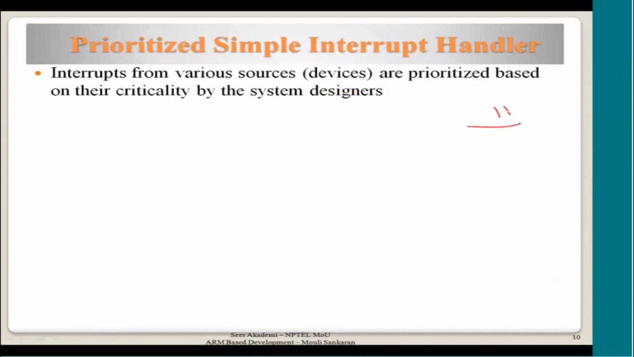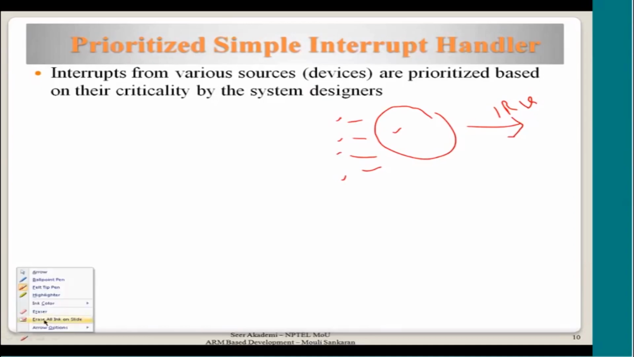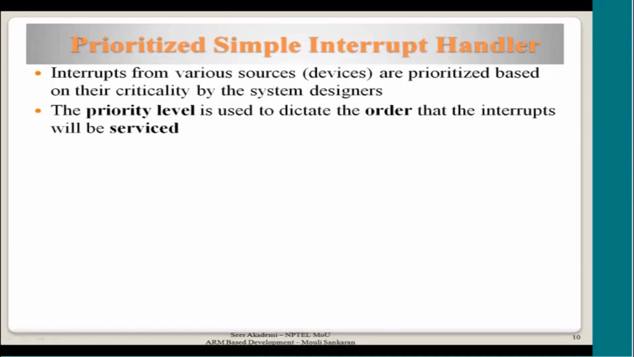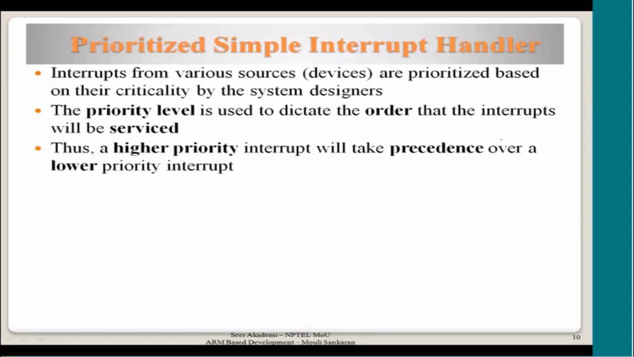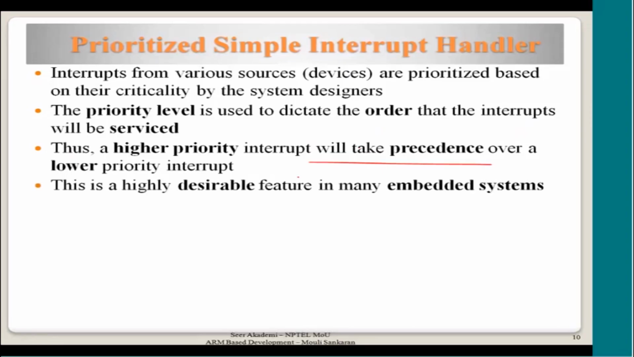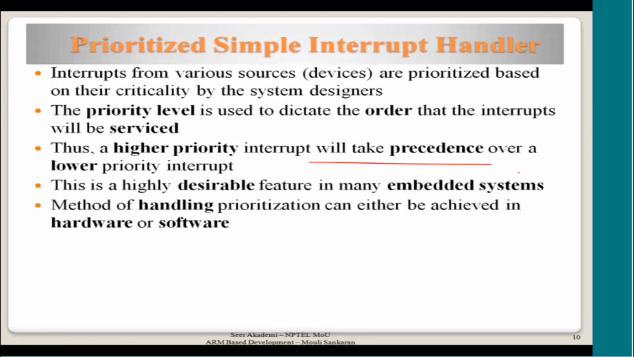Different devices are connected to the IRQ, and we are trying to give priority to them so that when two interrupts happen together, the high priority one will be serviced. The priority level is used to dictate the order in which the interrupts are serviced. The high priority takes higher precedence. This is a highly desirable feature in many embedded systems, and prioritization can be achieved in either hardware or software. You can do it in software inside the handler, or you could do it in hardware.